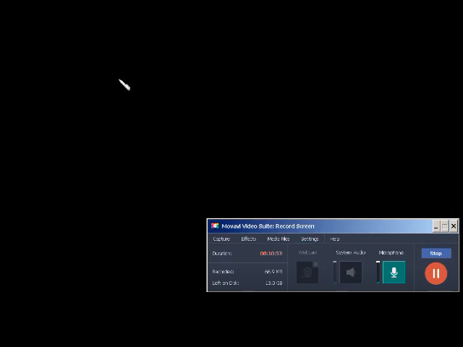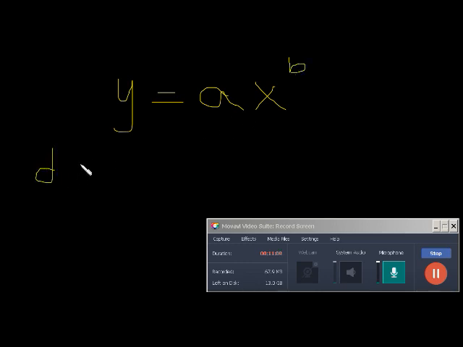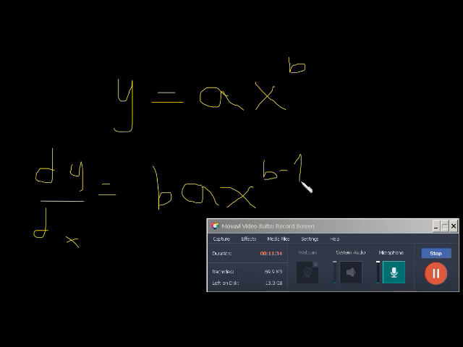So using that example, we can see if the equation is y is equal to a number times x with a certain power, the derivative of this equation will be the power multiplied with the coefficient, and the variable's power will be reduced by 1. And that's the simple way to find the derivative.